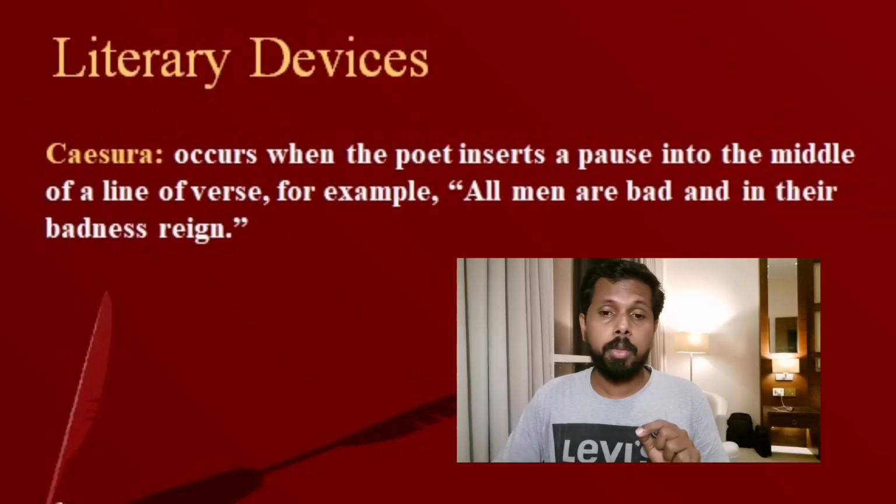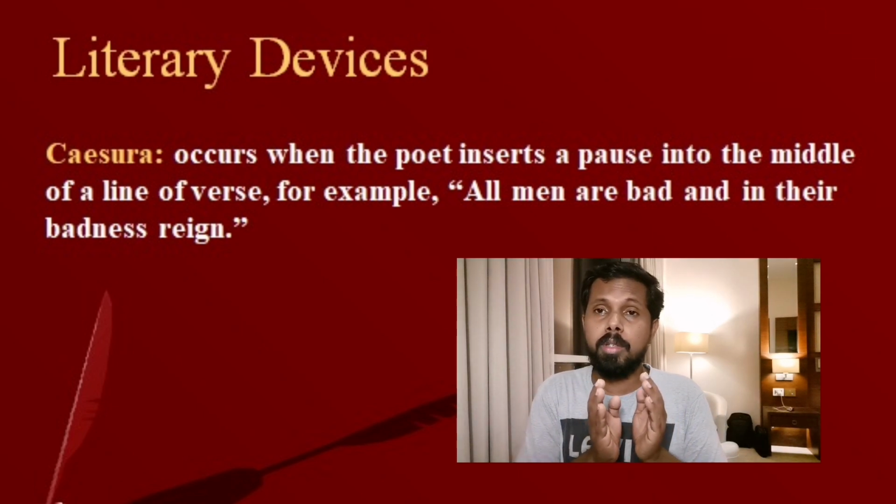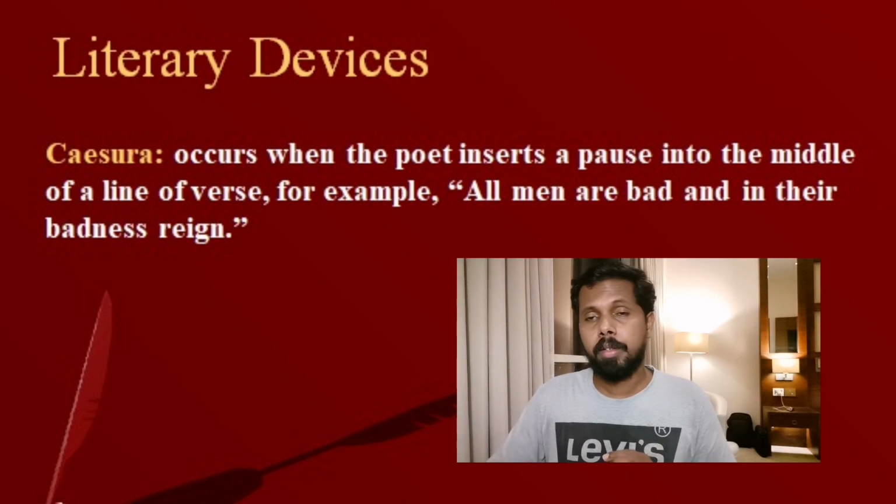Hope you understood the poem. Now let's have a quick look at the literary devices given. We can find literary devices like caesura. Caesura occurs when the poet inserts a pause in the middle of a line, for example, all men are bad and in their badness reign.